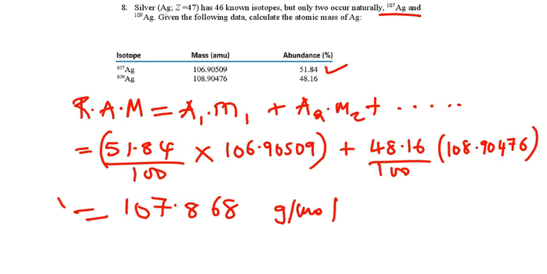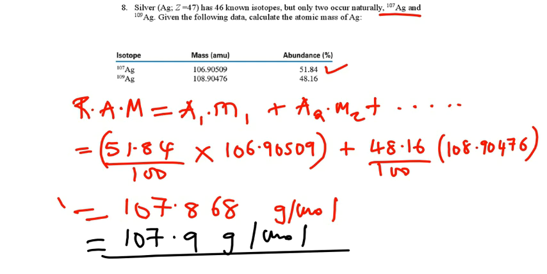How many significant figures are we taking note of? We had 4 as the least number of significant figures, so we'd end up with 107.9 grams per mole. So this is where question 8 ends. Okay, let's continue and look at the other questions from question 9.